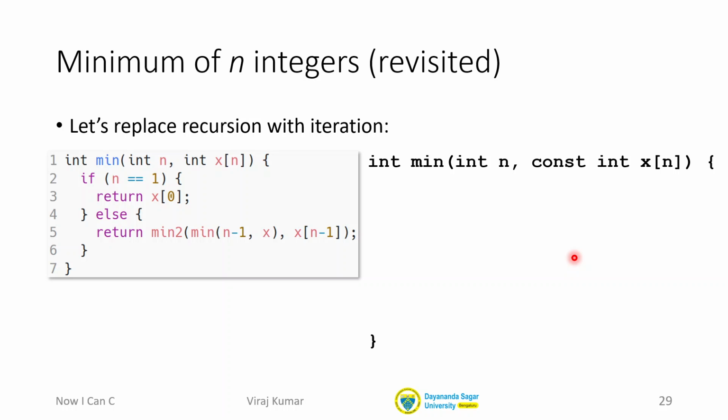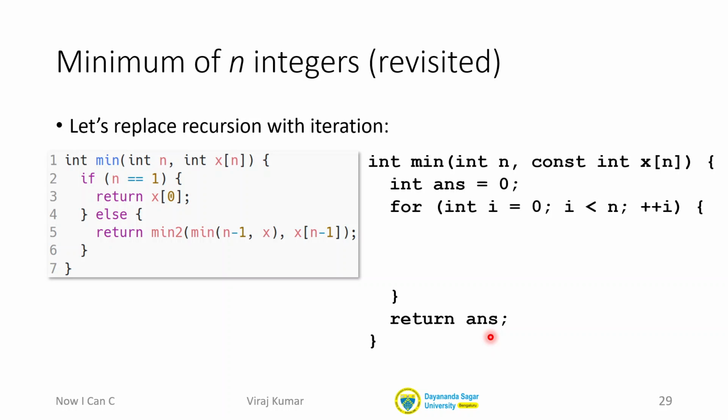Now, it seems reasonable to set up a variable that will remember the answer, and at the end of this function, we will return that answer. And if we want to find the minimum, it makes sense that we want to examine every element in the array. So we will look at elements xi, where i starts at 0 and as usual goes up to i less than n, and we keep increasing i.